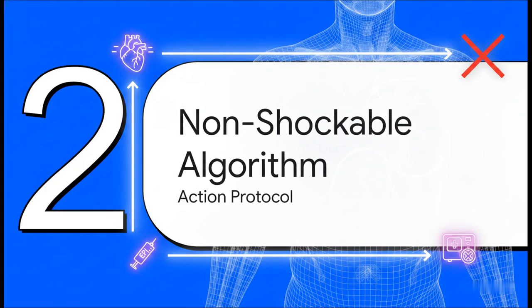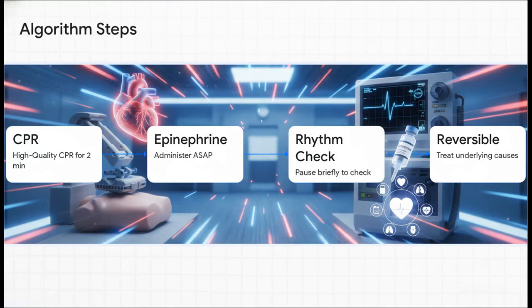Section 2, the non-shockable algorithm. The action protocol. Because there's absolutely no shockable target in PEA or asystole, the American Heart Association gives us a very specific, step-by-step action protocol. The goal is to maximize the chances of restarting the heart's natural pacemaker. And it's basically a continuous loop of these 4 precise steps.